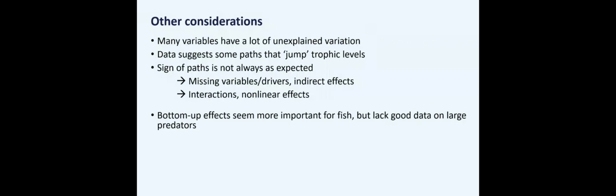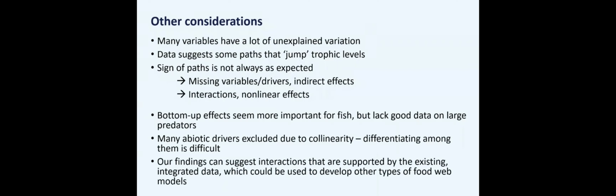in this modeling framework. Also note that while we found that bottom-up effects seem to be more important for fish than top-down effects, we lacked good data on large predators of fish, so that's something to bear in mind. Also, we ended up excluding many abiotic drivers due to collinearity, so differentiating among them and determining which drivers are most important remains a challenge. Nonetheless, our findings can suggest interactions that are supported by the existing integrated data, which could be used in development of other types of food web models.